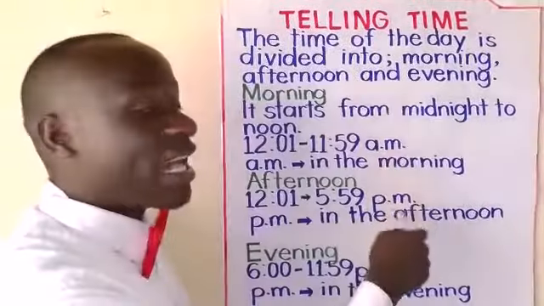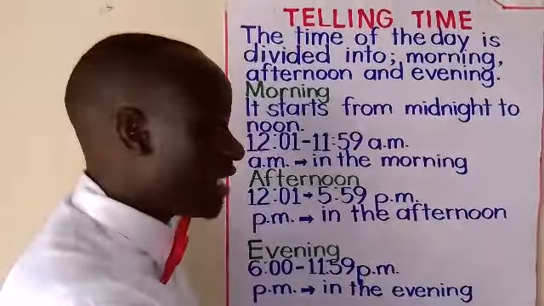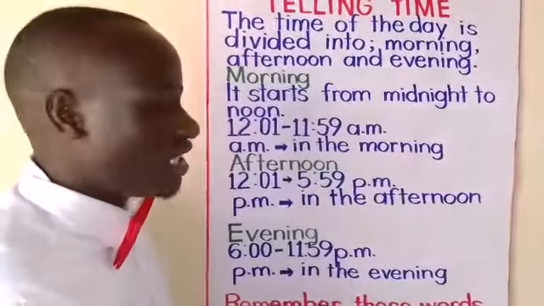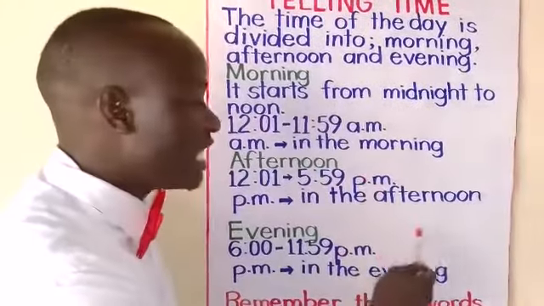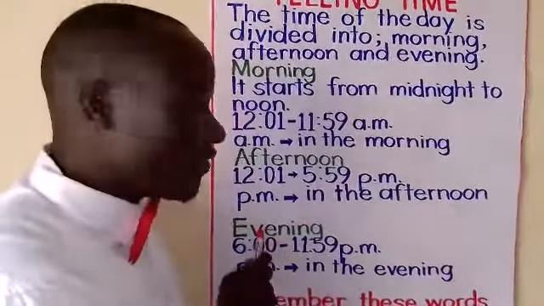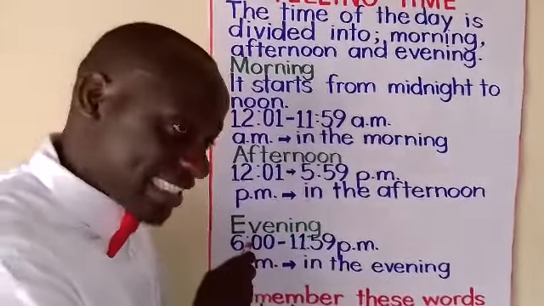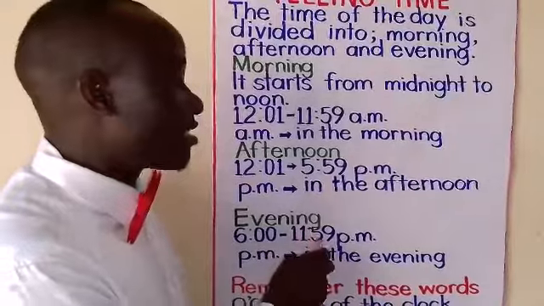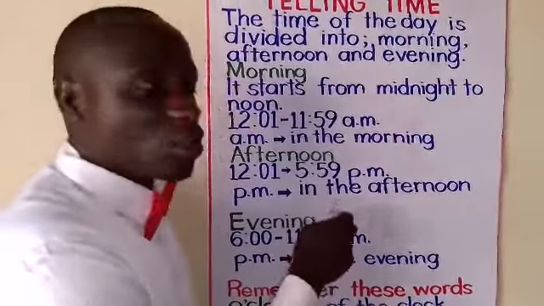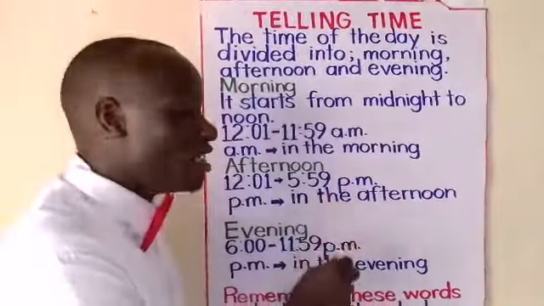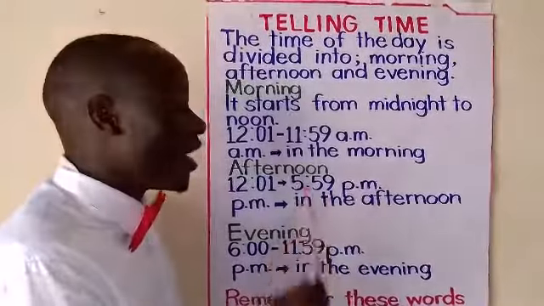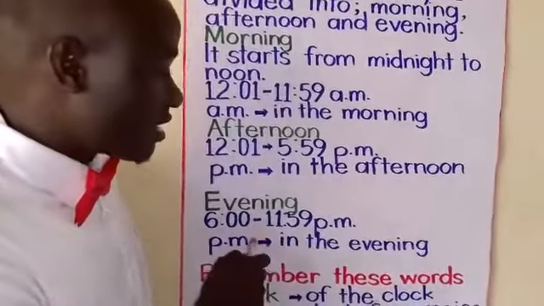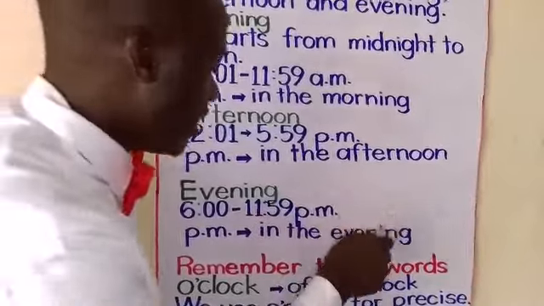However, P.M. can as well be used for evening time. When it is used for evening time, it stands for in the evening. Evening time begins at 6, and it stops at 1 minute to midnight. That is when evening stops. So P.M. in this particular case stands for in the evening.